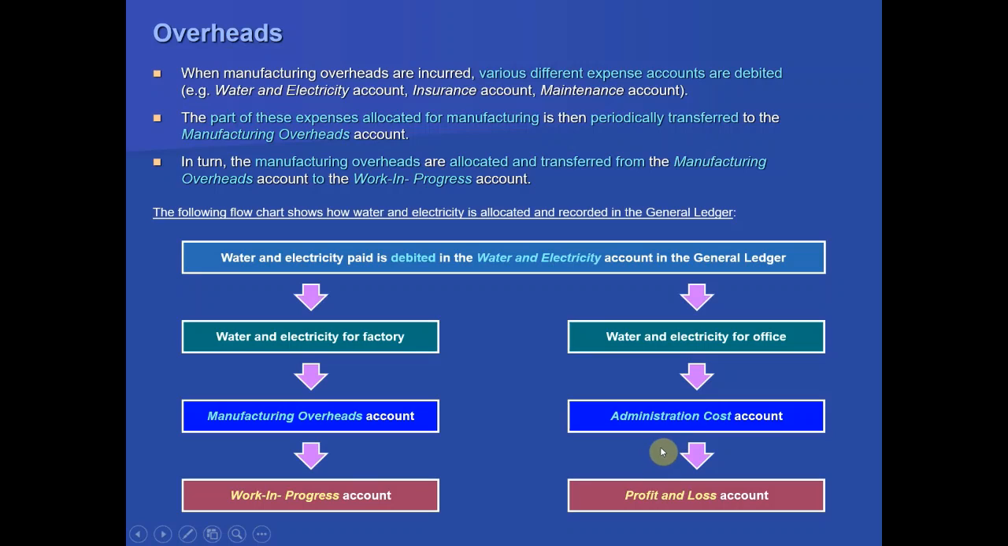We want to get rid of these figures, so we will credit that administration cost account and therefore debit profit and loss account, which makes sense. In our profit and loss account, if we visualize it, on the debit side we have all the expenses, on the credit side we have all the incomes.